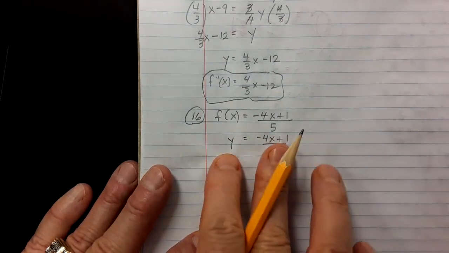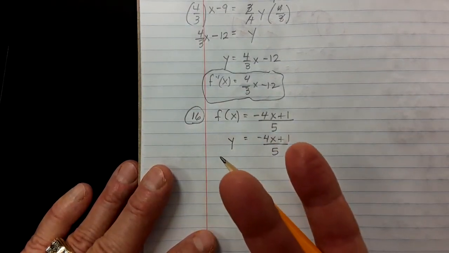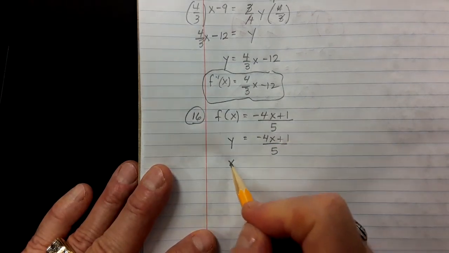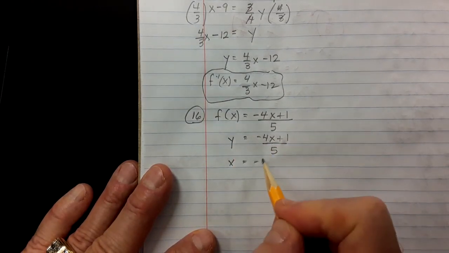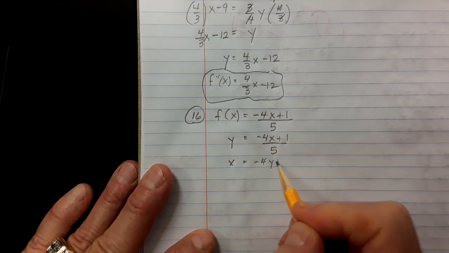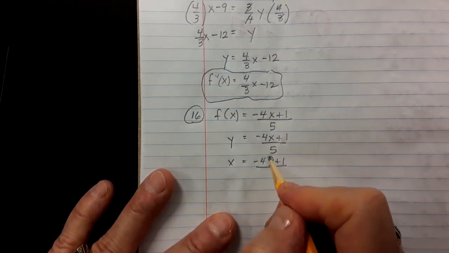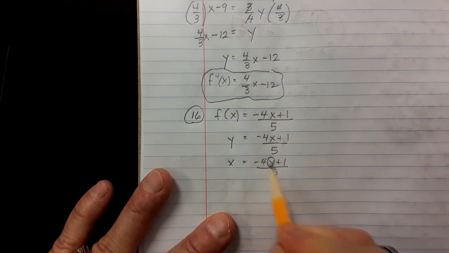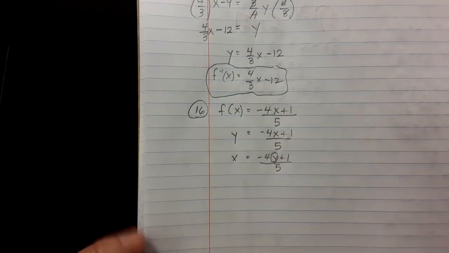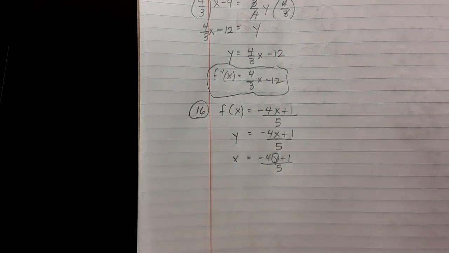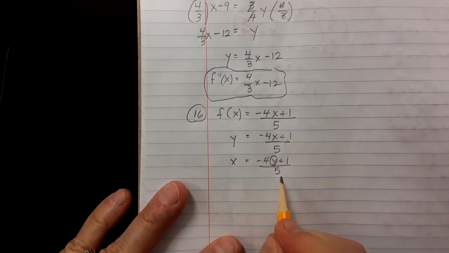Now, you switch the x and y's around, right? So y becomes x, and x becomes y. And now you've got to solve for y. Do you get rid of the -4, the 1, or the 5 first? And the answer is the 5, because it's in the denominator.